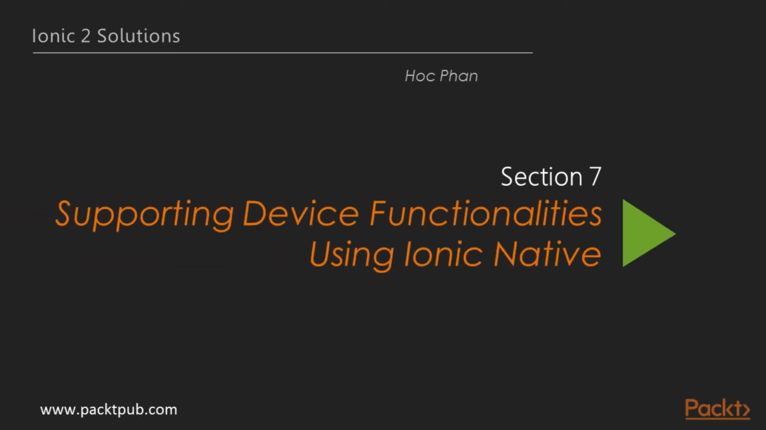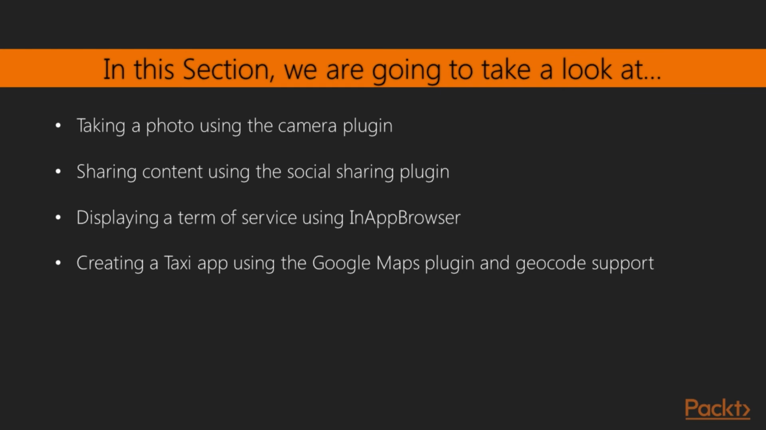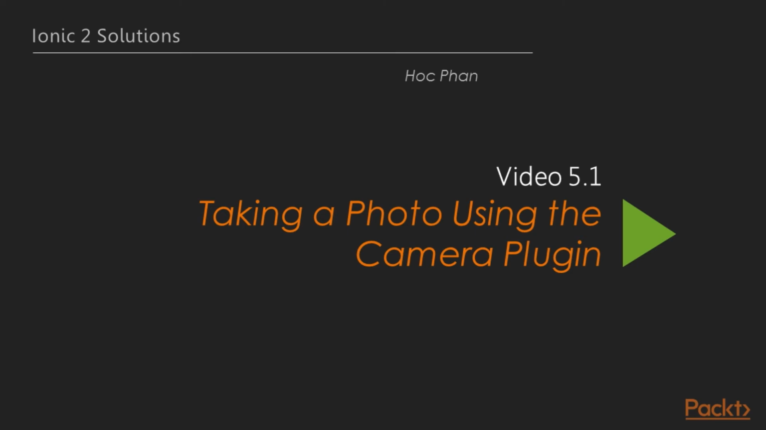Hello, welcome to a brand new section of Ionic, supporting device functionalities using Ionic Native. This section will comprise of taking a photo using the camera plugin, sharing content using the social sharing plugin, displaying a terms of service using in-app browser, and finally creating a taxi app using the Google Maps plugin and geocode support. Let's start with the first video of the section, taking a photo using the camera plugin.